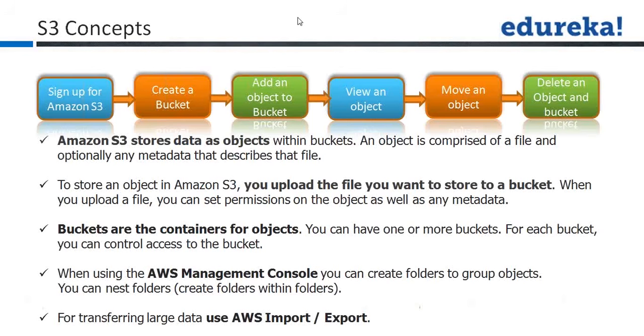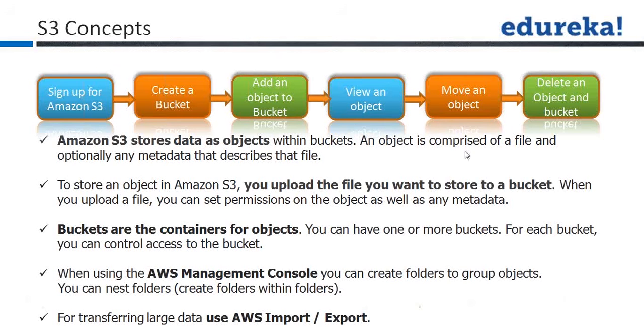Now, how do you use Amazon S3? Normally you sign up for Amazon S3. You can create a bucket. Once you create a bucket, you can add an object inside it. You can view the object, share the object, and move the object from one region to another. Those are the various options available with Amazon S3.